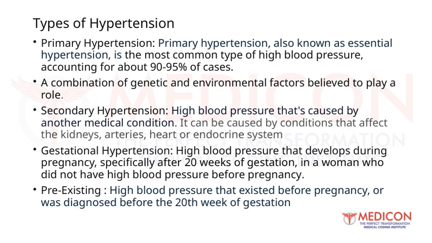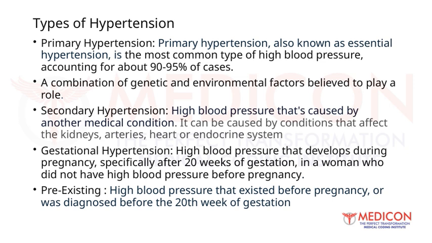Next, we have secondary hypertension. This type is caused by another underlying medical condition, which makes it quite different. Conditions affecting the kidneys, arteries, heart, or endocrine system can all lead to secondary hypertension. So in these cases, managing the root cause can often help control the blood pressure.